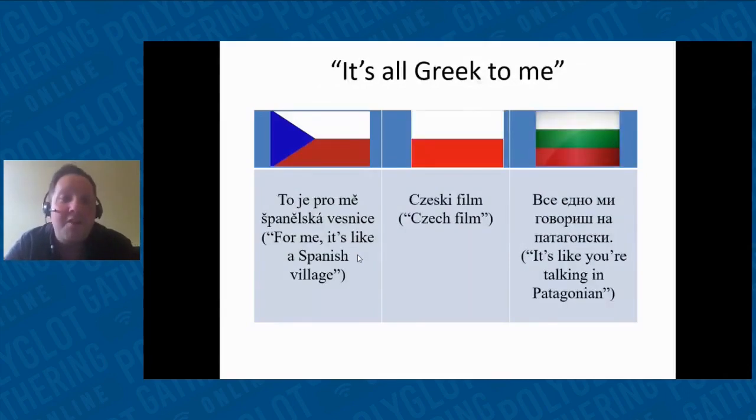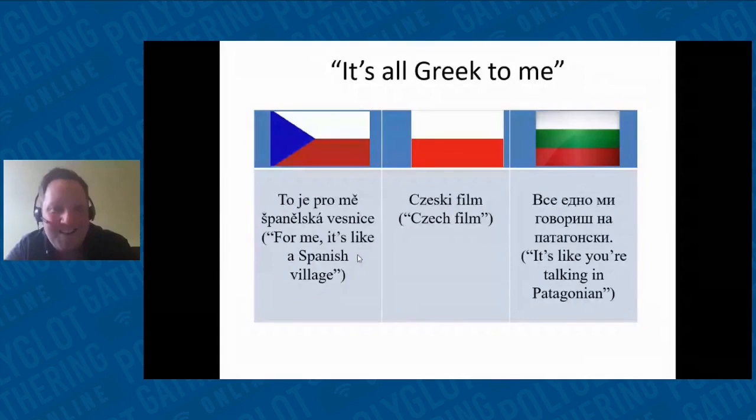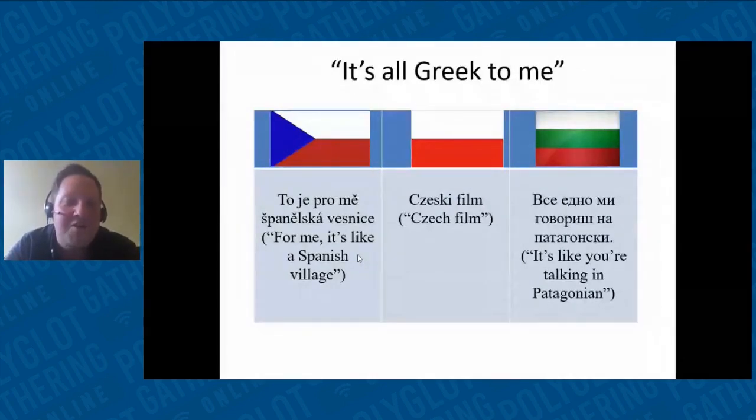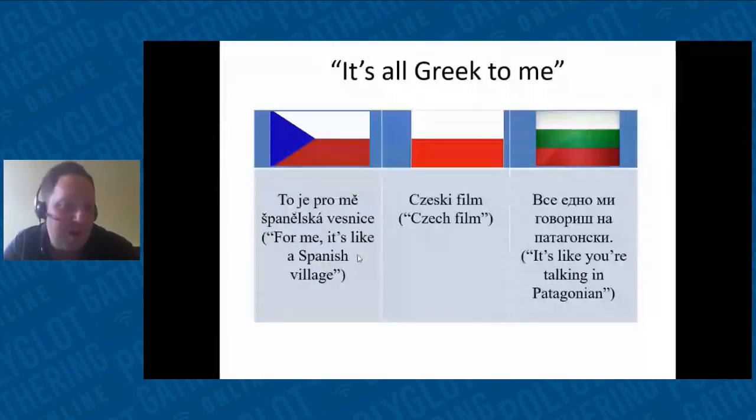Another one that I thought was really interesting, so it's all Greek to me. I think it's interesting how the nationality, or the language group, in this can get manipulated based on where you're from. So in Czech, I have no idea, and I've asked so many Czech colleagues and friends where this idea comes from, but they say it's like a Spanish village. I don't know if it's talking about the noise, but yeah.